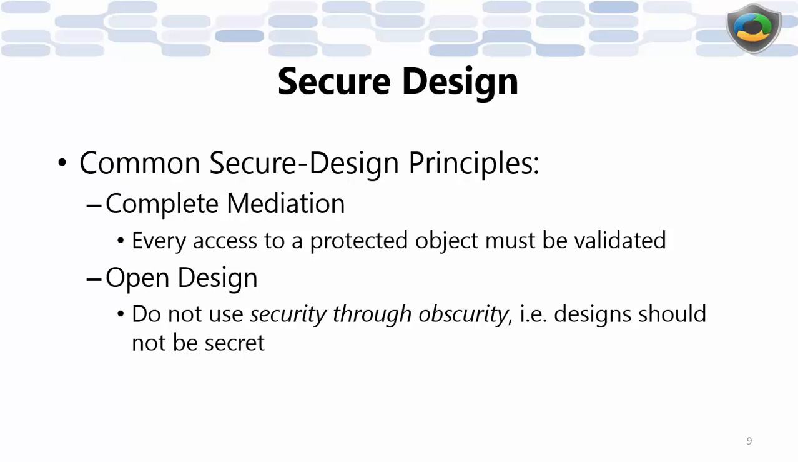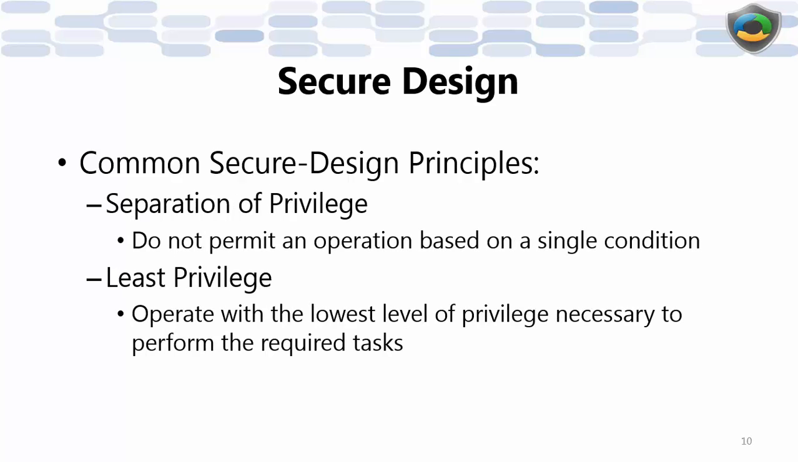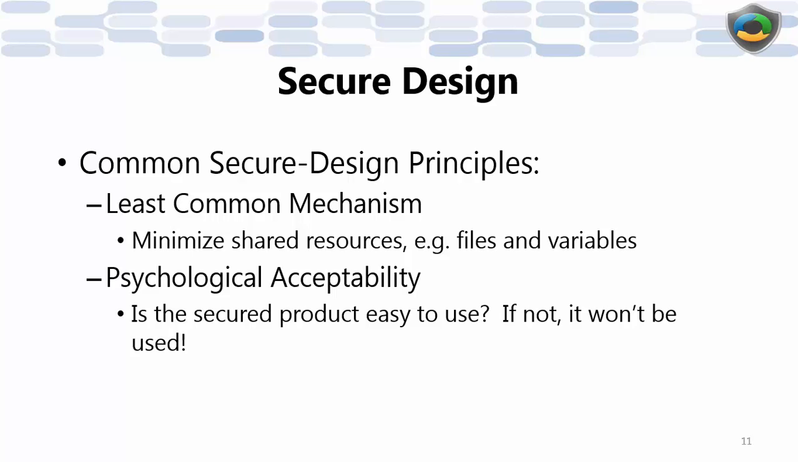Every access to any kind of protected object must always be validated. And finally, do not use security through obscurity. In other words, as mentioned, designs should not be secret. Separation of privilege and least privilege. Again, users shouldn't be able to work with any more privileges than they require. Minimize shared resources. And this thing here with the psychological acceptability. As mentioned here, is the product easy to use? In other words, is it fairly intuitive? If it's not, the chances are pretty good it won't be used.